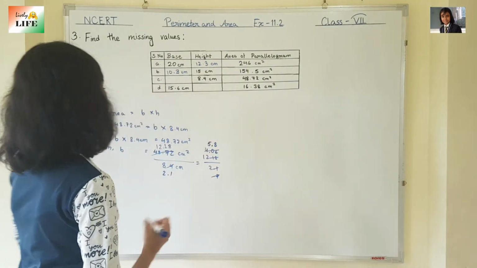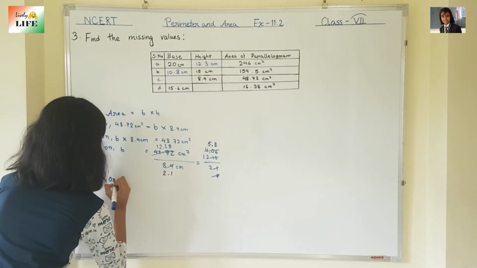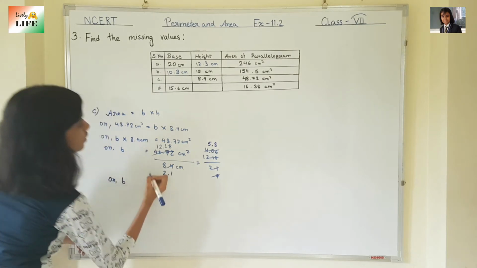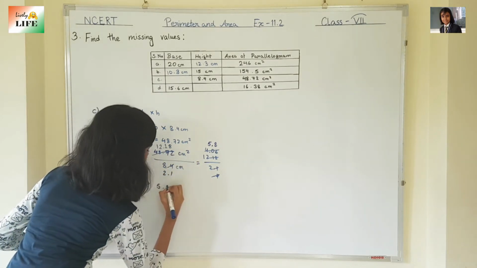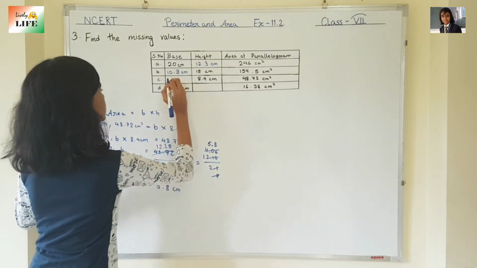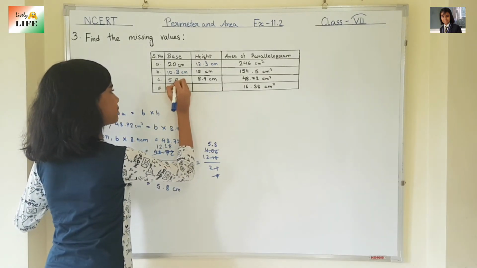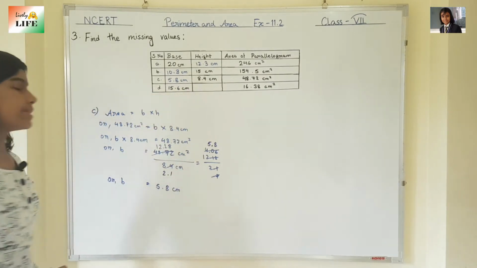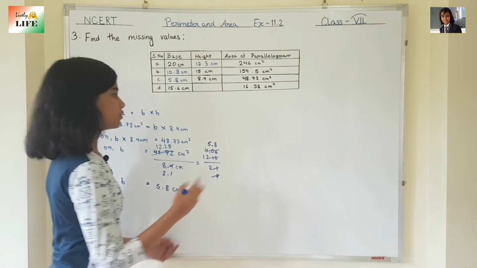8s are. B is equal to 5.8 centimeter. Understood? So we have also completed number C, 5.8 centimeter. Now let's move to number D.